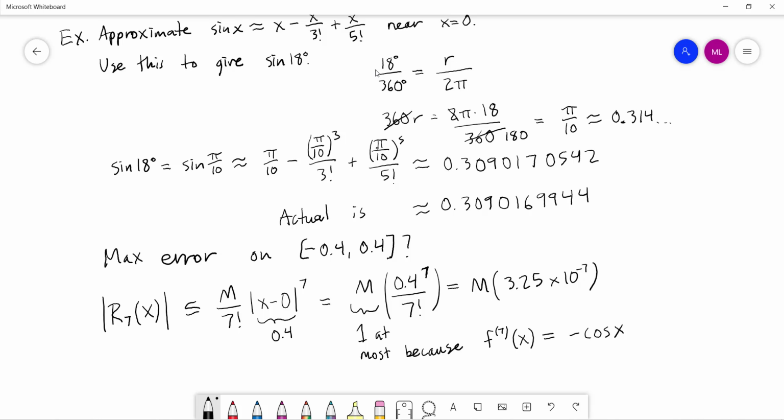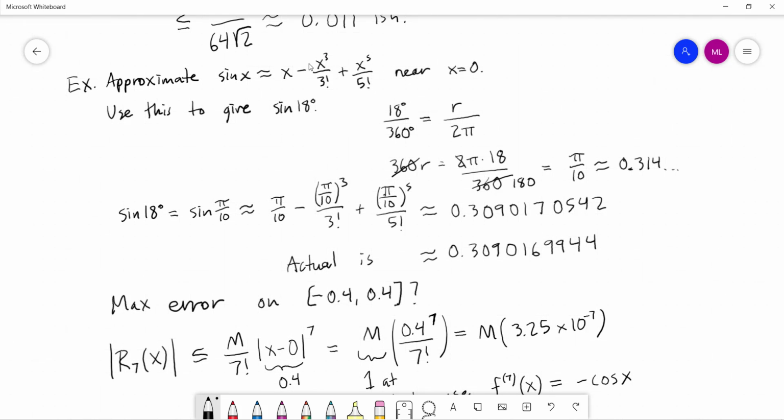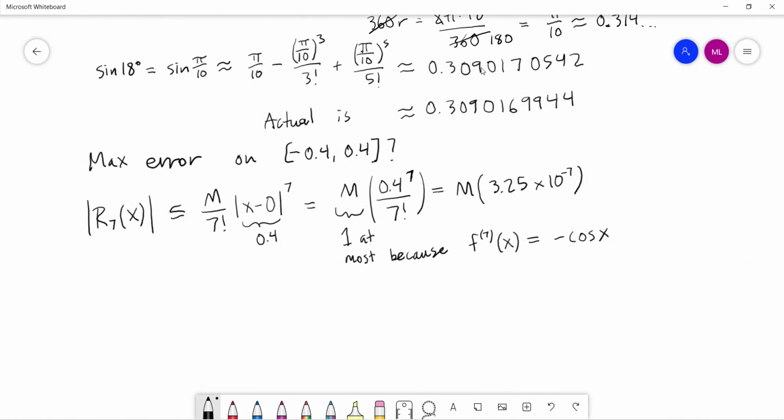You can see you don't necessarily need a ton of terms to get an accurate approximation, as long as you're staying close to whatever point your function is centered on when you center your Taylor approximation. So this is one last thing that I wanted to take a look at.